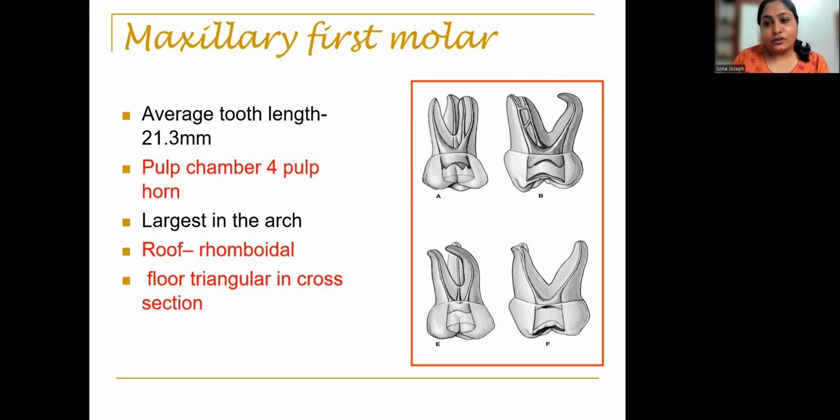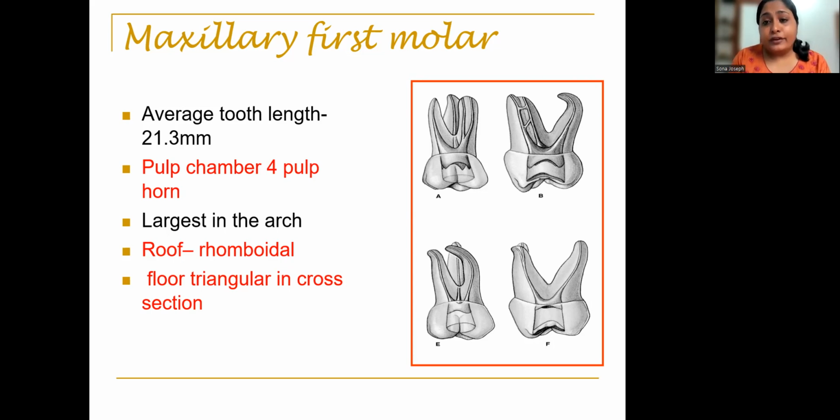So the pulp chamber has a roof, floor, and 4 walls and pulp horns corresponding to these 4 cusps. It is the largest in the arch and it has the maximum volume of pulp compared to all other teeth. The roof is rhomboidal and the floor is triangular in cross section. As you can see in the picture, there are 3 roots, namely mesiobuccal, distobuccal, and palatal.